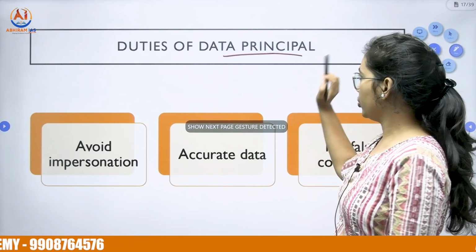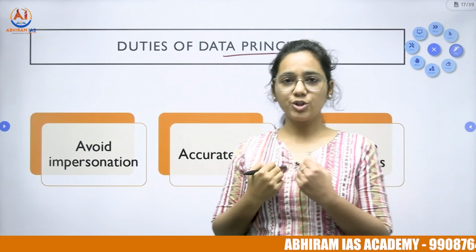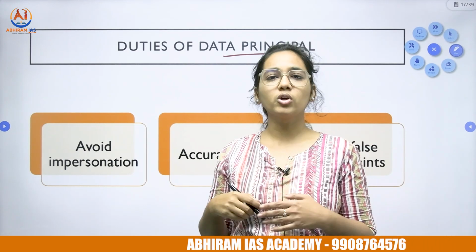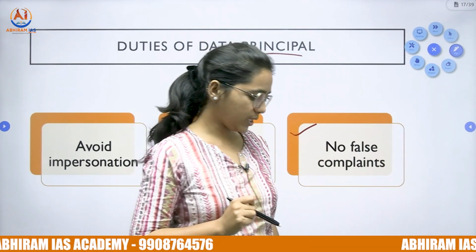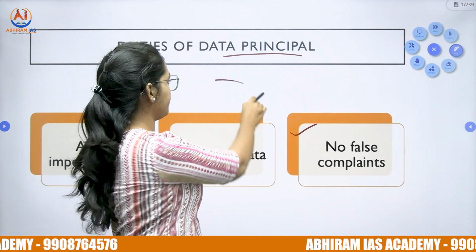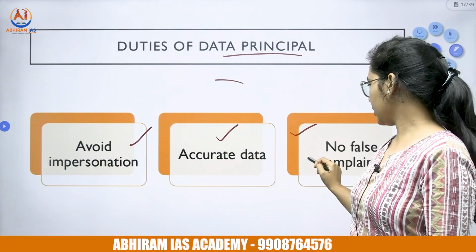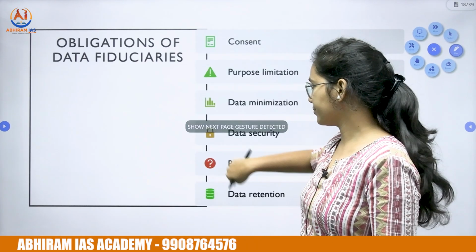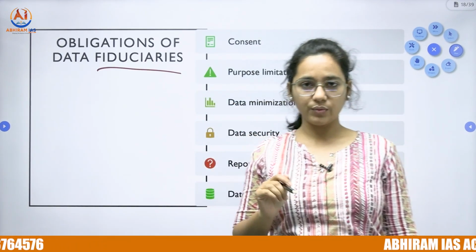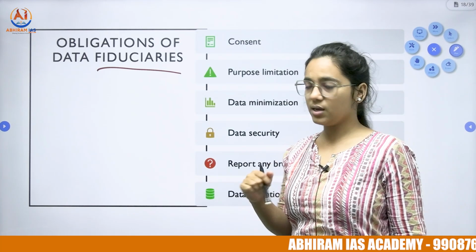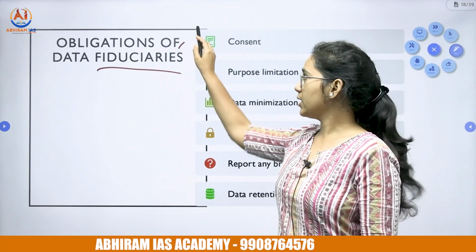Then what are the duties of the data principal? Along with the rights, there are also some duties, like I should not give any false information, I should not impersonate someone, and I should not lodge any false complaints. So these are the duties of a data principal. Avoid impersonation, give accurate data, and no false complaints. Next, obligations of data fiduciaries. Data fiduciaries are the ones who process your data, they take your data and they use your data. So they have to oblige to some conditions given in this law.